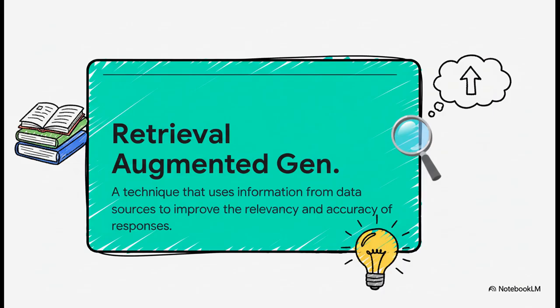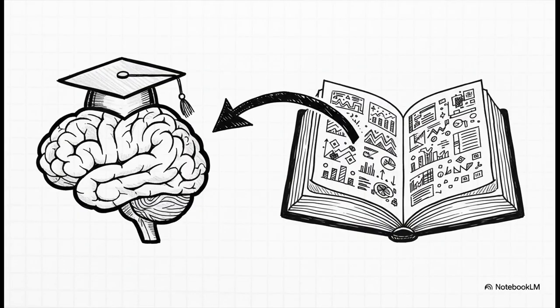Okay, so here's the key. RAG doesn't actually change the AI model. Not at all. It just adds a step to the process. Before the AI even tries to answer your question, the system goes and retrieves the relevant facts from your data and then feeds it to the model as context. It's that simple. I love this analogy because it just makes so much sense.